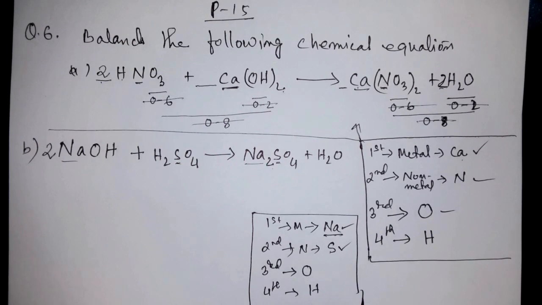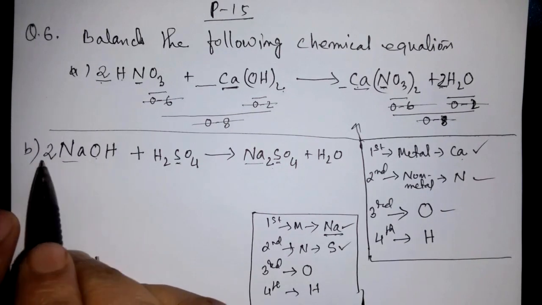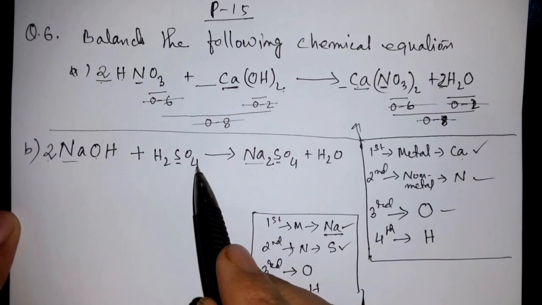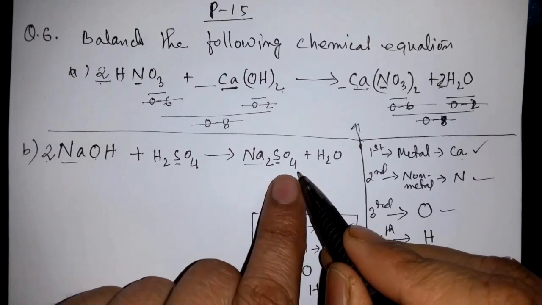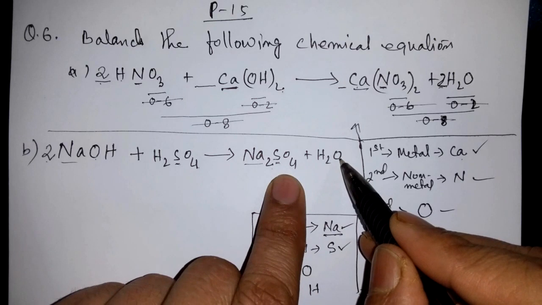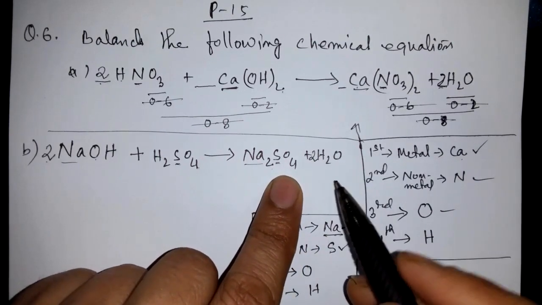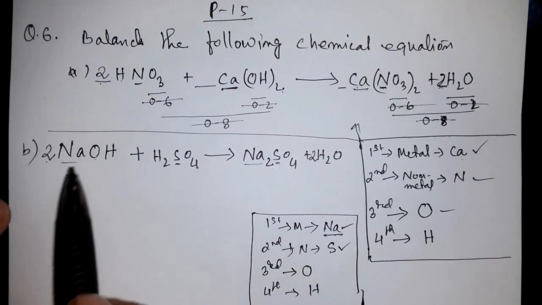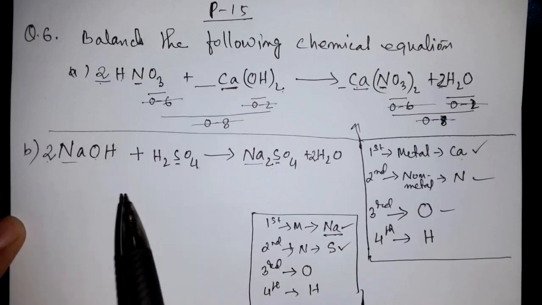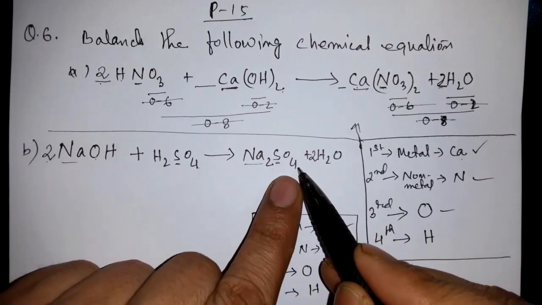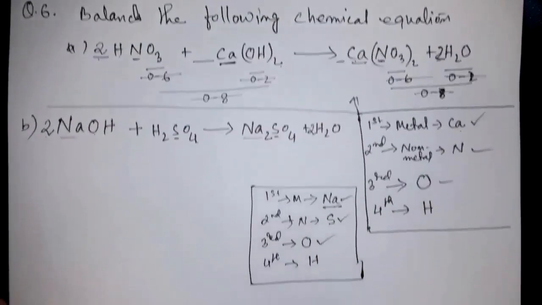Now, oxygen. For example, this oxygen is 2 and this oxygen is 4. So 4 plus 2, 6. And here you see this oxygen is 4 and this is 1. So if you put 2 here, then both sides will become the same. We can check again. This oxygen is 2, this oxygen is 4, so 4 plus 2, 6. This oxygen is 4, this oxygen is 2, so 4 plus 2, 6. Fine. Now hydrogen.